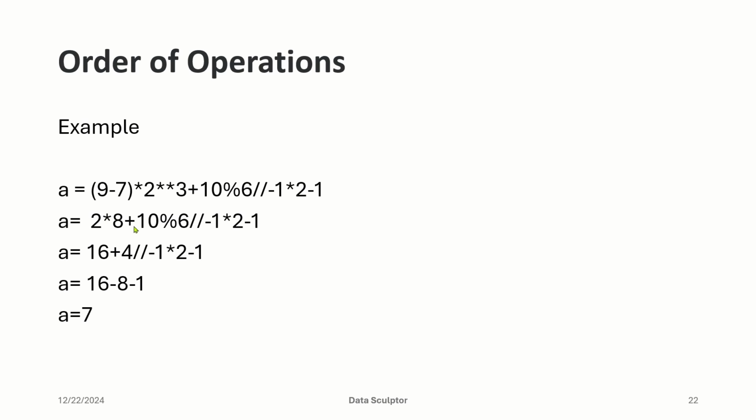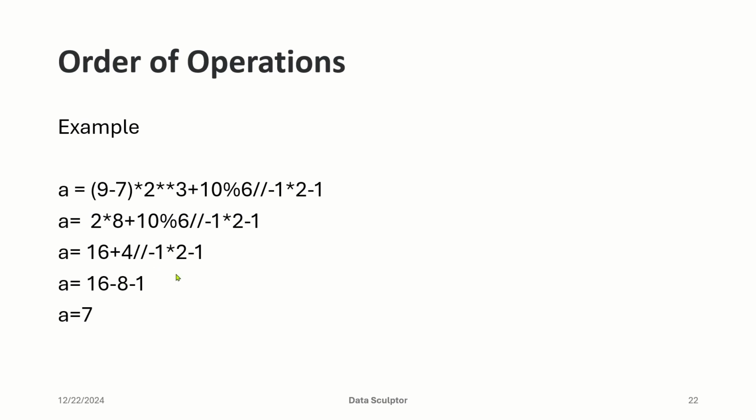16 plus, now multiplication, modulo, and floor division are all at the same level of precedence. So 8 into 2 is 16 and 10 mod 6 is nothing but the remainder, so you'll get the remainder as 4. Then 4 floor division minus 1 is nothing but minus 4. Minus 4 into 2 is minus 8. So the entire value is minus 8.